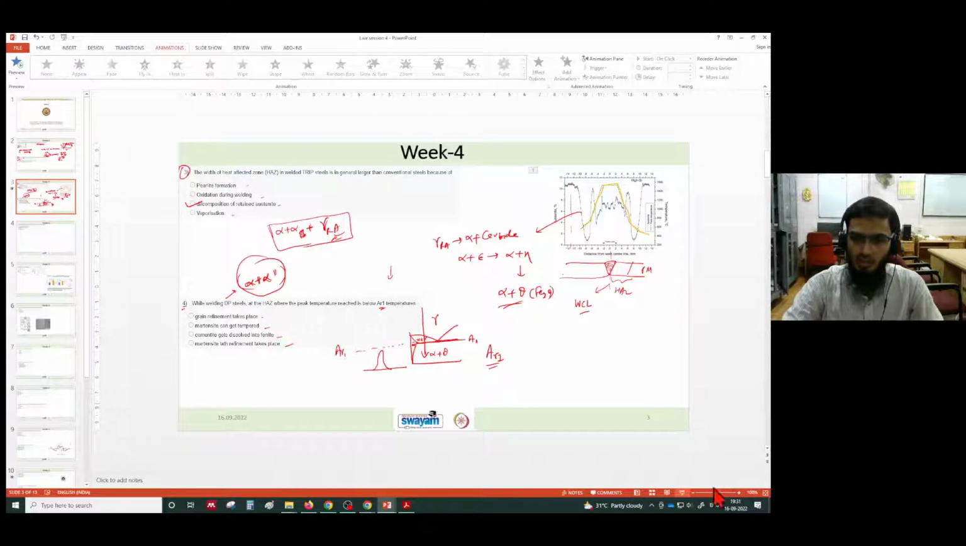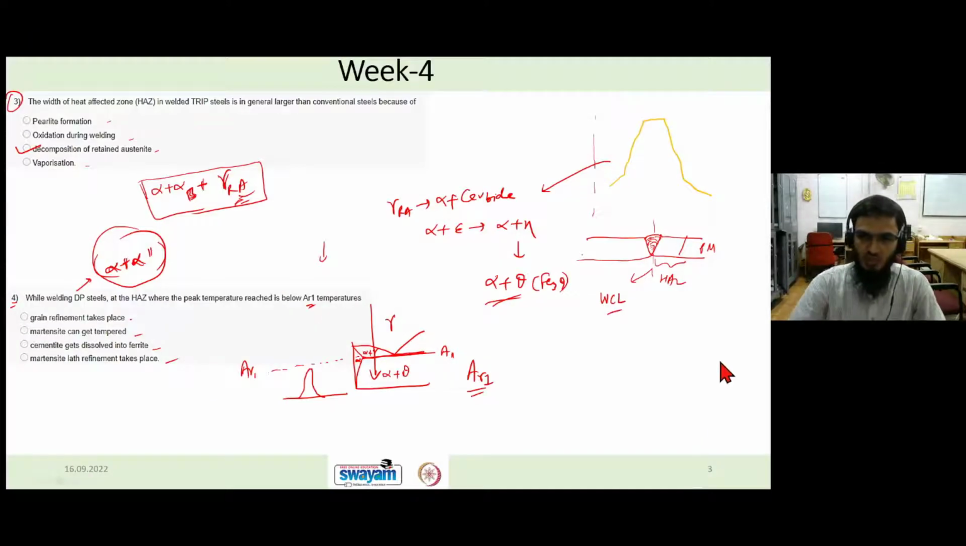As you can see, we have just now seen the example of retained austenite. Similar to that, some phenomena will happen, that is decomposition; earlier we saw the decomposition of retained austenite. Here, instead of retained austenite, we have martensite. This martensite will decompose into further stable phases when you heat near the AR1 or A1 temperature. So this martensite will get tempered basically.